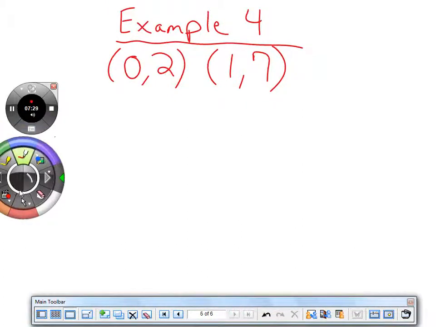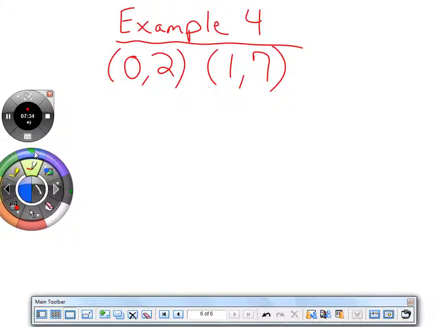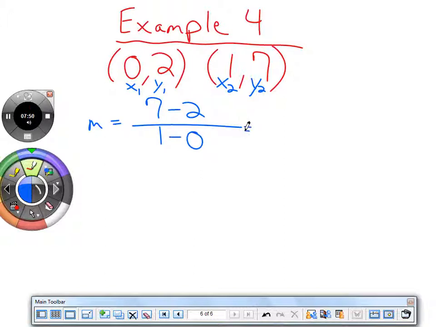All right, last example. Let's say you got these 2 points. First thing you have to do is find the slope. So we're going to label our points, x sub 1, y sub 1, x sub 2, y sub 2. Find the slope. Got to subtract the y's. So 7 minus 2 over 1 minus 0. Slope looks like it's going to be 5/1, or just 5, even better. So 5. Then you choose one of the points. Choose the easier point.